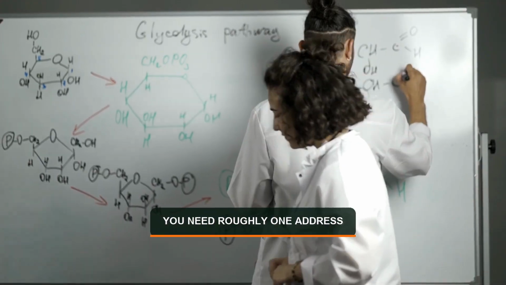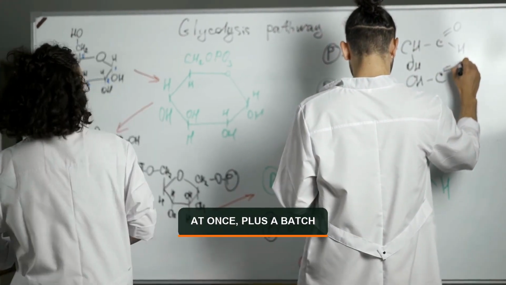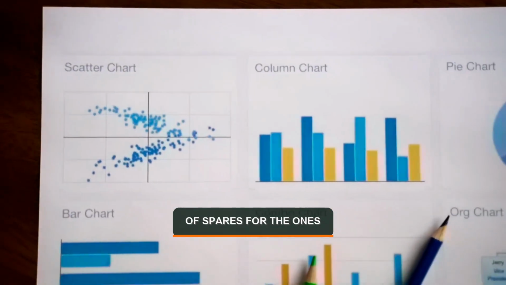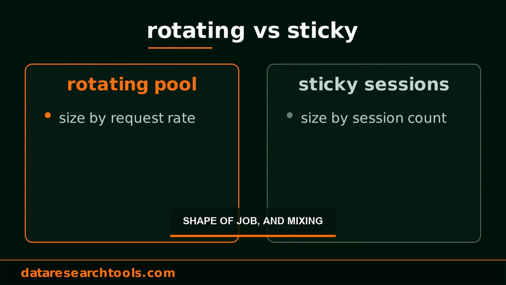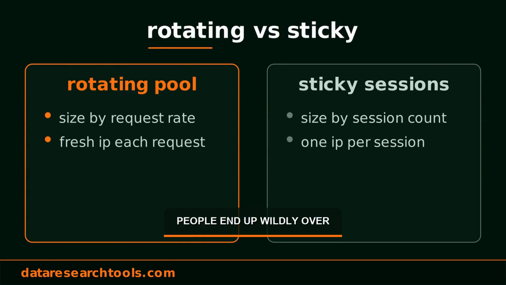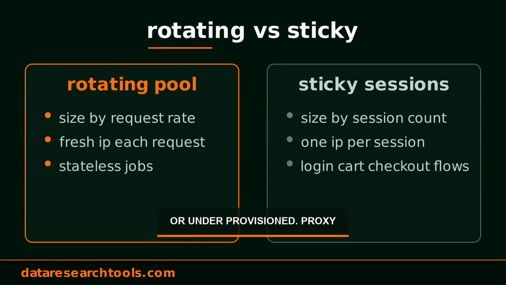You need roughly one address per session you want running at once, plus a batch of spares for the ones that fail. It is a different formula for a different shape of job, and mixing the two up is how people end up wildly over or under provisioned.